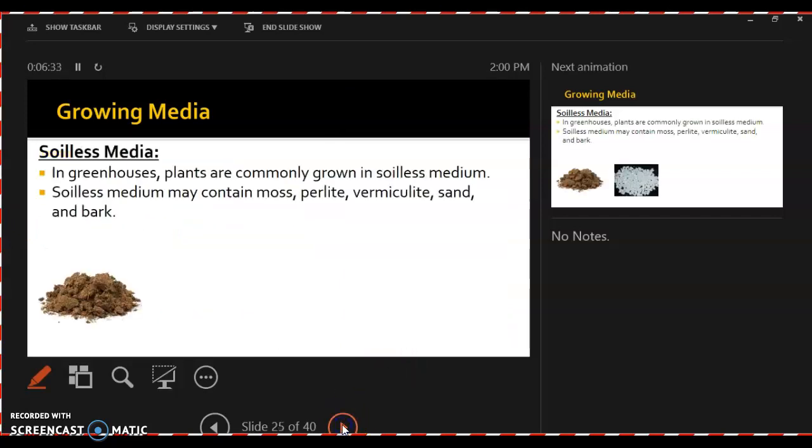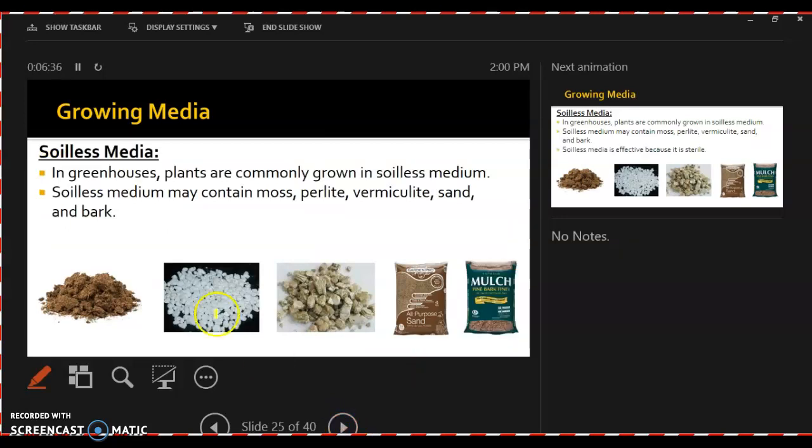Alright, so then we talked about some soilless media. Some examples: in greenhouses, plants are commonly grown in soilless media. That's talking about moss, perlite, vermiculite, sand, and bark. I don't know why this thing isn't working. You can just put examples, and then put moss, perlite, vermiculite, sand and bark. So soilless media may contain these things.